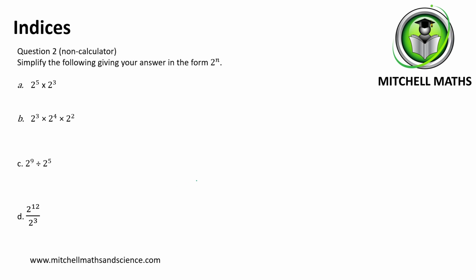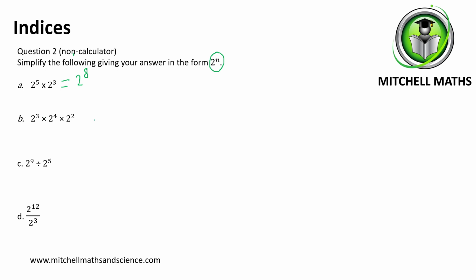Now for the next one, we're doing some indices work here, and the question asks us to express it in the form of 2 to the power of n. So we want to leave it as 2 to the power of something, and the first one is 2 to the power of 5 times 2 to the power of 3. When you multiply indices, you actually add the indices, because 2 to the power of 5 means you times 2 by itself 5 times, and 2 cubed means you times 2 by itself another 3 times. So to get the total number of times you multiply 2 by itself, you need to add the 5 and the 3, which gets us 2 to the power of 8.